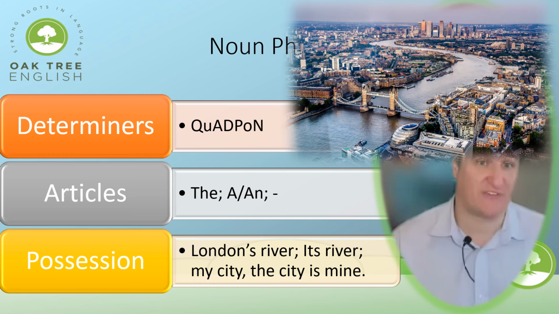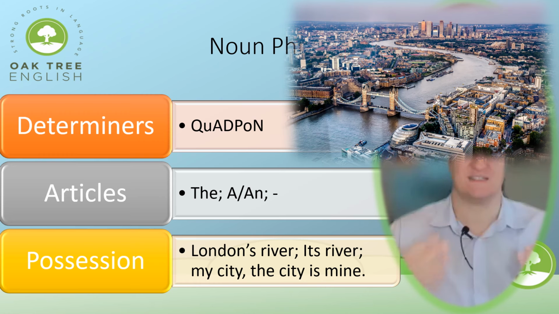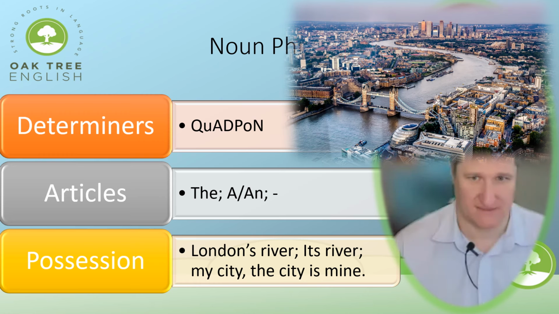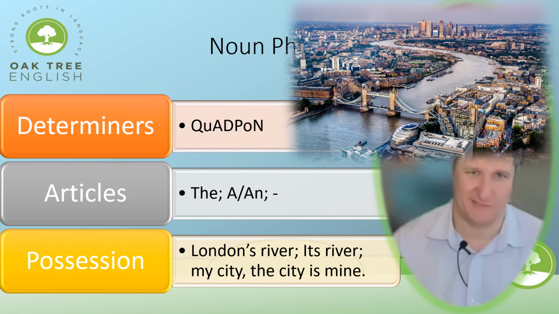Of course, a possessive adjective is not to be confused with a possessive pronoun like mine, yours, and theirs. This is my city. This city is mine. This is my capital. For more details on the apostrophe, please see my punctuation video.